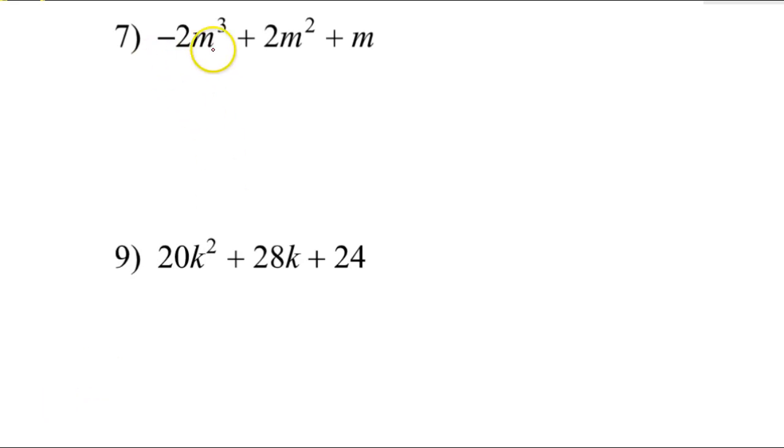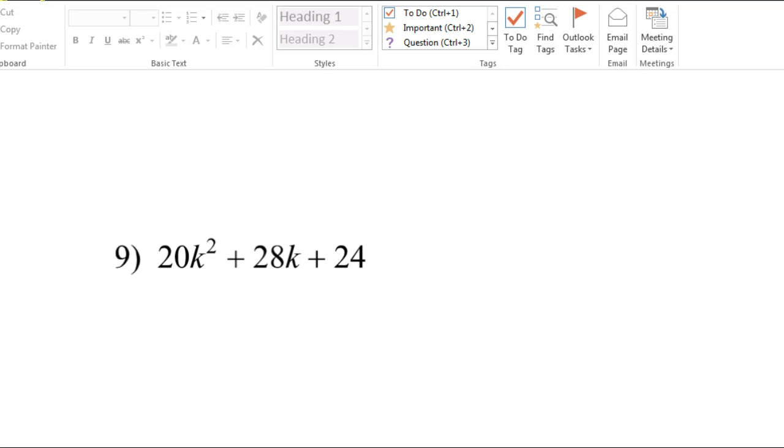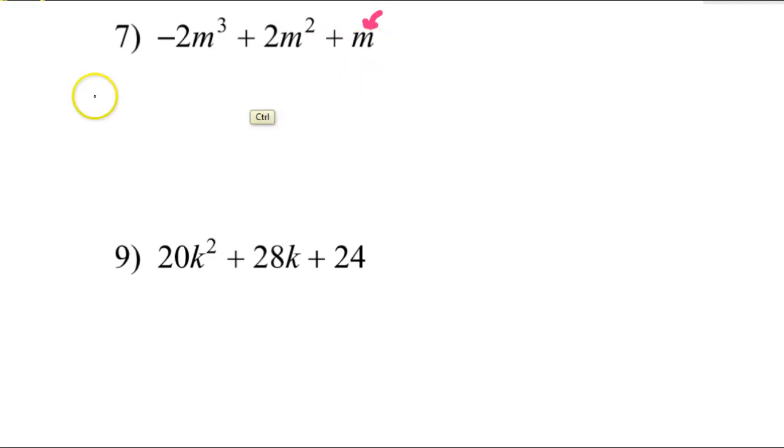Number 7. We first ask ourselves, do all of the terms have variables? They do. The smallest amount is the m right here. So that tells me that m will be part of my GCF. So I'm definitely going to have m happening. Now, because there's just only a variable here, I would encourage you to put a 1 in front of this to remind you that there's a coefficient of 1. So when you take the m away, there will still be a 1 there.